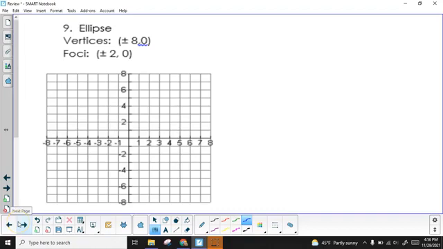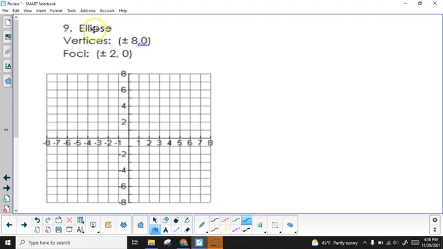Hello Math Analysis students. In this video we are going to work through the problems on page 2 of the unit review for conic sections. Now you'll notice that the problems on here all say to write the equation in standard form, and they say you do not have to graph the equation. You do not have to graph, but a graph is provided for you, and I strongly suggest using the graph.